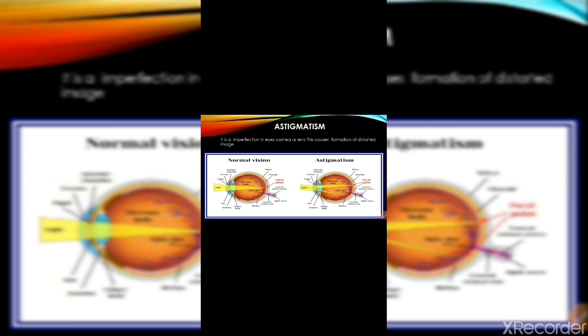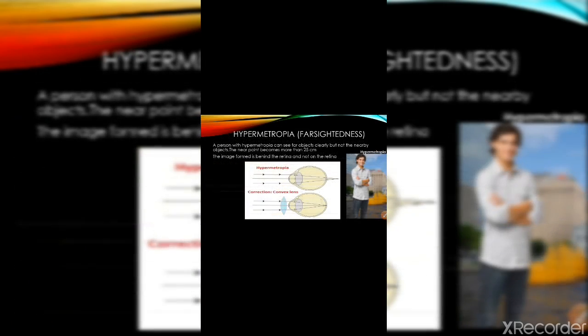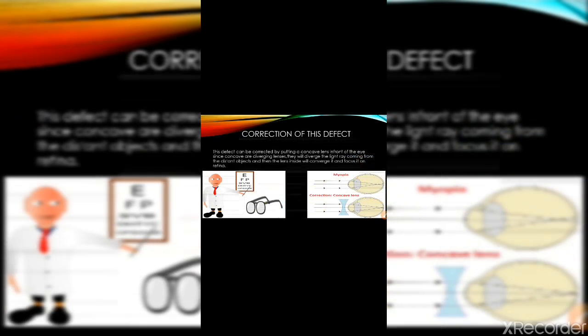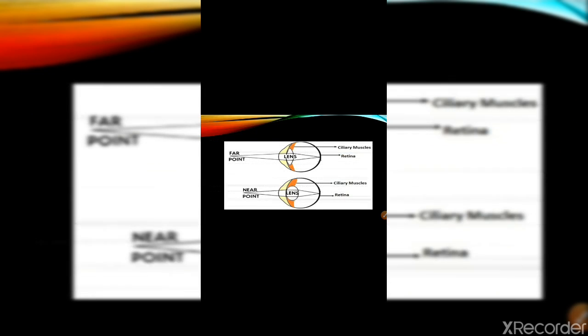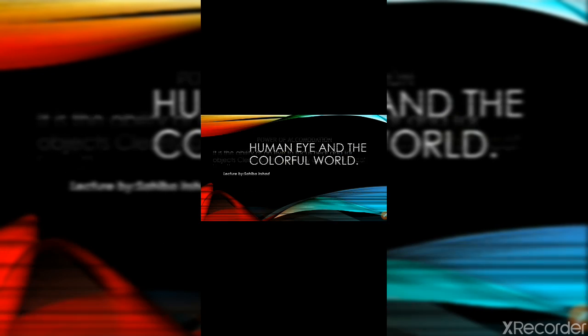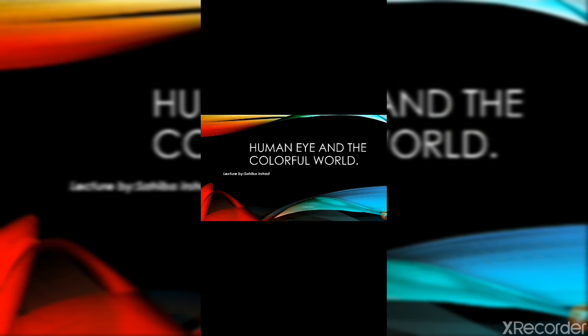So this was all about the different defects: astigmatism, presbyopia, hypermetropia, myopia, their correction, and the range of vision with the accommodation of the eye. So this was all about these topics. We'll be discussing the further topics in the next videos. Thank you so much.